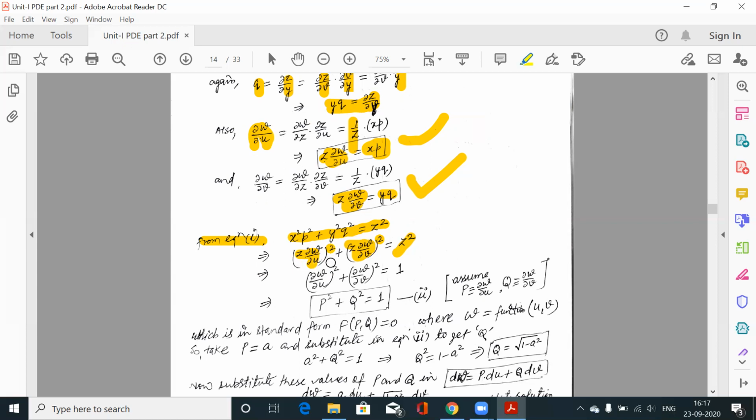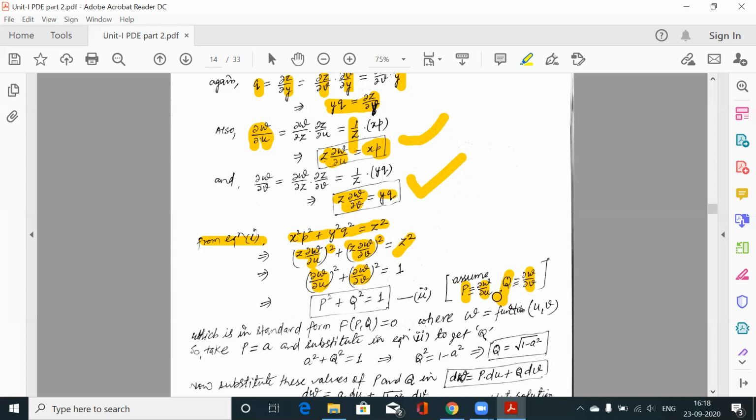So what is left? del w over del u square plus del w over del v square is equal to 1. So this is now first order derivative, this is first order derivative. Suppose we assume del w over del u as capital P and del w over del v is equal to capital Q. Now the variables have been changed.